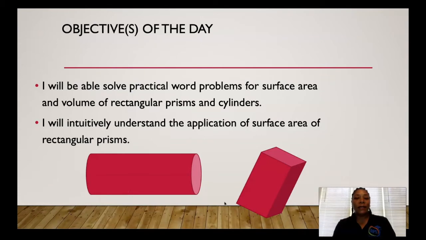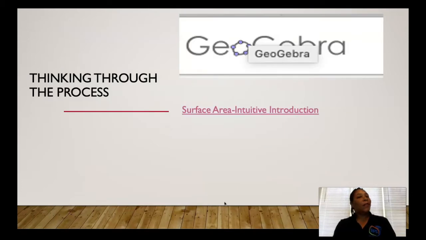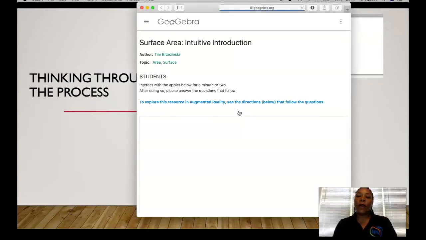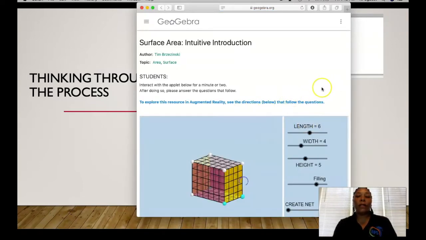Our objective of the day: I will be able to solve practical word problems for surface area and volume of rectangular prisms and cylinders. I will intuitively understand the application of surface area and rectangular prisms. Thinking through the process, we're going to figure out why and how the formula of surface area works. The link to this will be found in your learning plan for today.